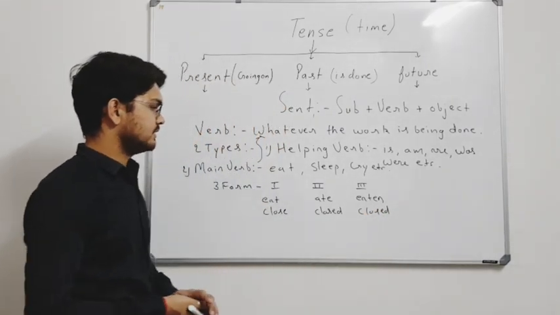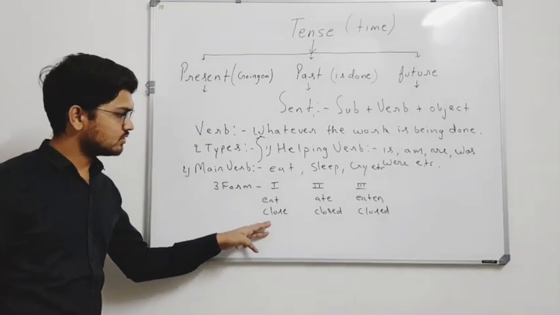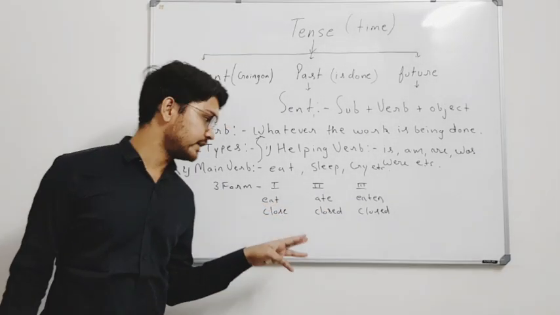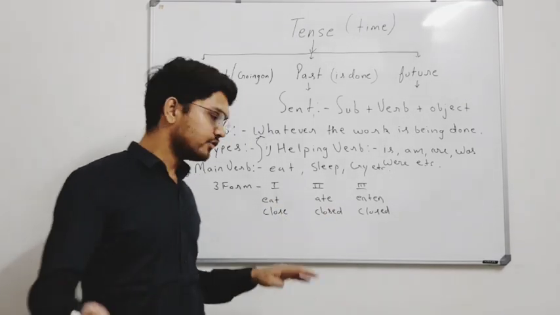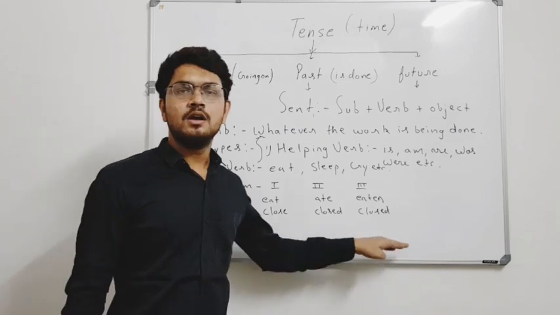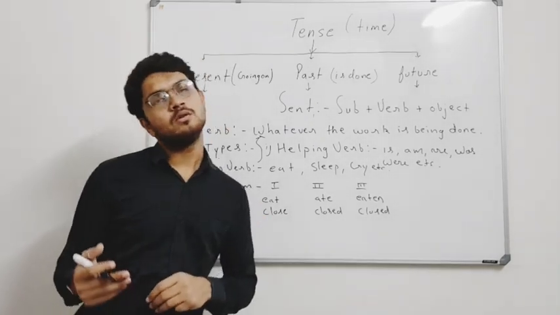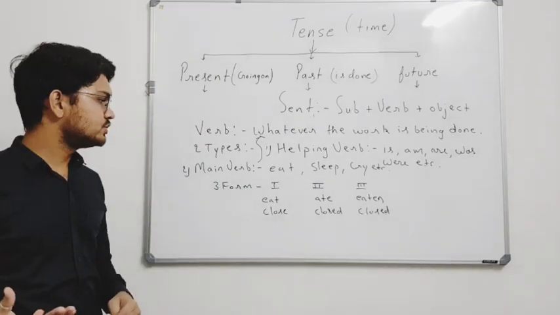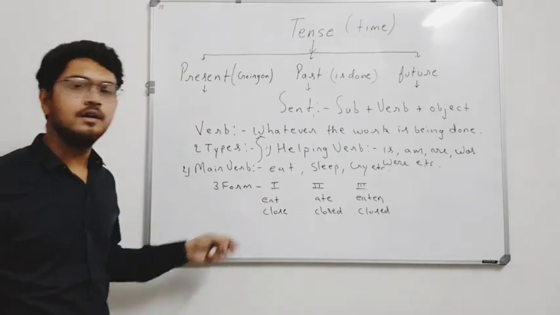Okay, so what's happening here is that this is also a verb, and this is also a verb. This one has three forms: eat, ate, eaten. This one also has three forms: close, closed, and closed. But there's a difference between them. Now they both are also of two types. How? This is the irregular one, and this is the regular one.